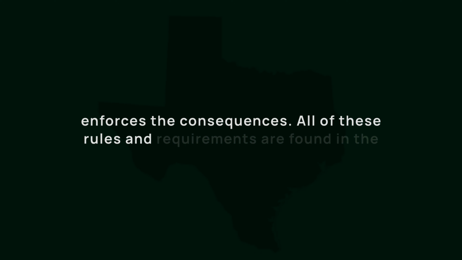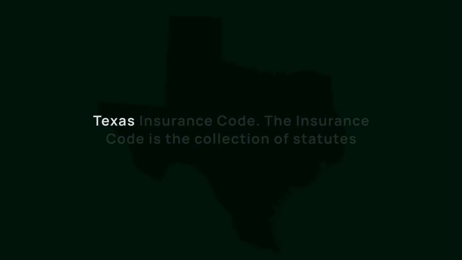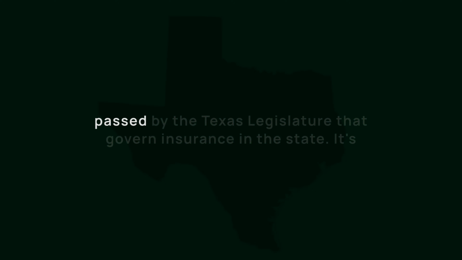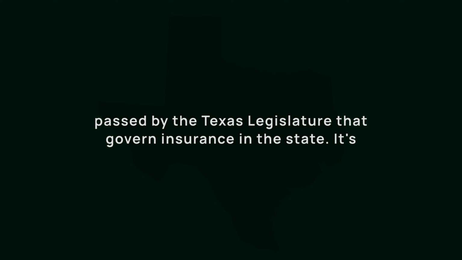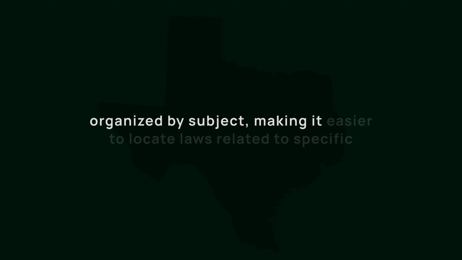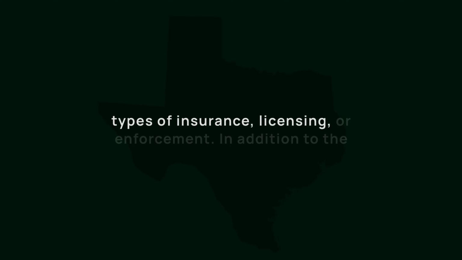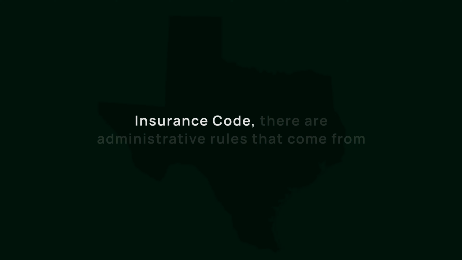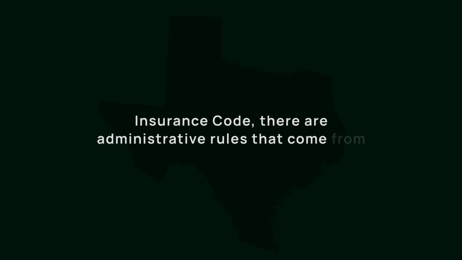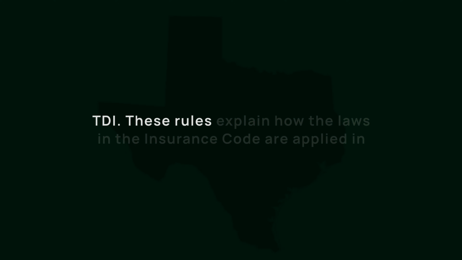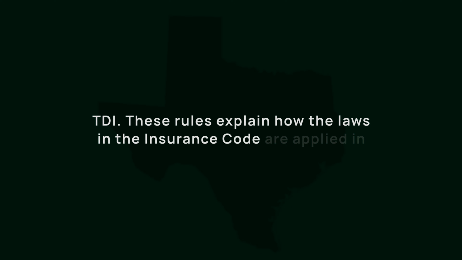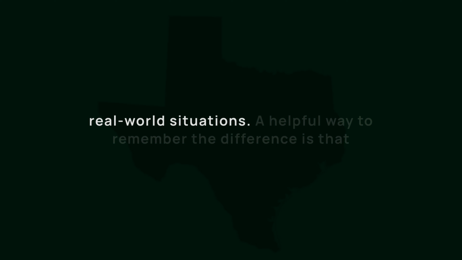All of these rules and requirements are found in the Texas Insurance Code. The Insurance Code is the collection of statutes passed by the Texas legislature that govern insurance in the state. It's organized by subject, making it easier to locate laws related to specific types of insurance, licensing, or enforcement. In addition to the Insurance Code, there are administrative rules that come from TDI. These rules explain how the laws in the Insurance Code are applied in real-world situations.